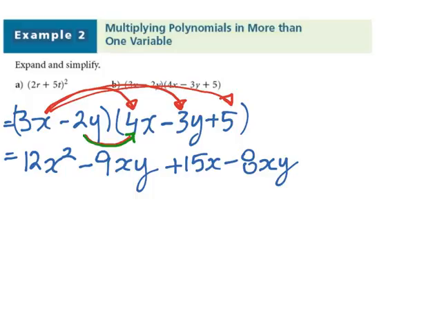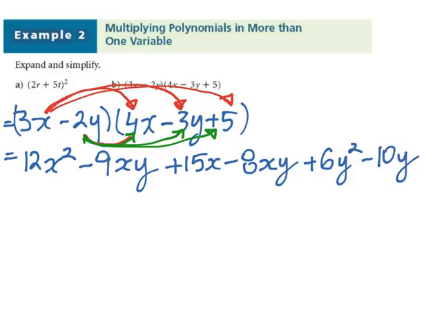Then we multiply negative 2y with negative 3y. Negative 2 times negative 3 is positive 6. Negative times negative is a positive. 2 times 3 is 6. Y times y is y squared. Then negative 2 times positive 5 is going to be negative, it's negative 10y. So now we've expanded it.